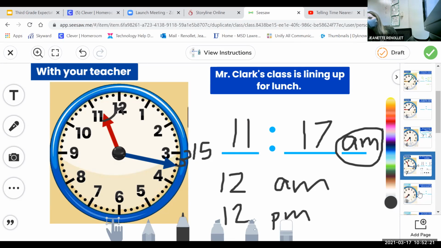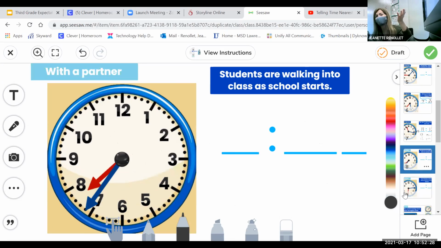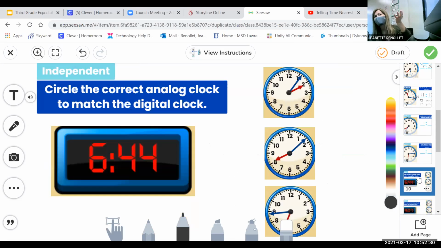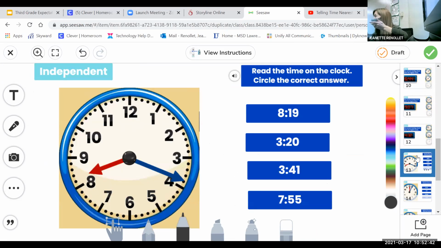Great job. You guys have done awesome. Your job today is to show what you know. You have some slides just like what we did. Then you have some slides with some different directions. The directions are here for you. You can click to hear what to do. Then you have some different directions, but it's all the same skill. Can you read the clock to the nearest minute? That's what we're practicing today.